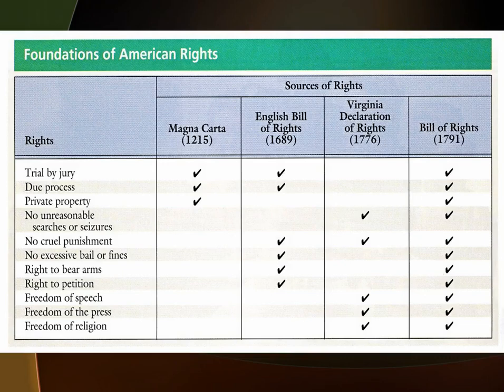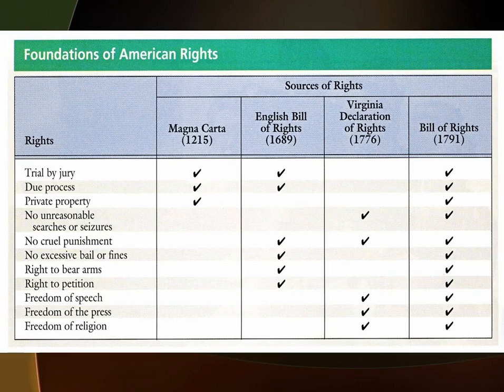So if we look at this chart, you can go right by right, and you can see what was included in the Magna Carta, the Bill of Rights, the Virginia Declaration of Rights, and the American Bill of Rights of 1791. And you can see a lot of those rights weren't anything new. Basically, the document plagiarized off of previous documents. Our founding fathers were just trying to protect the rights that they believed that they already had.